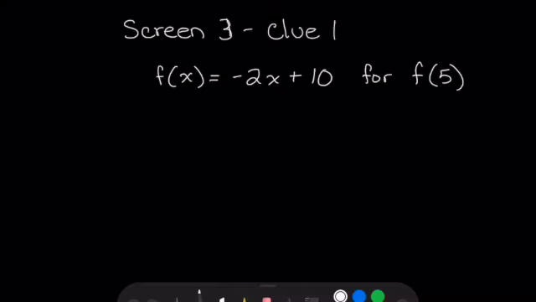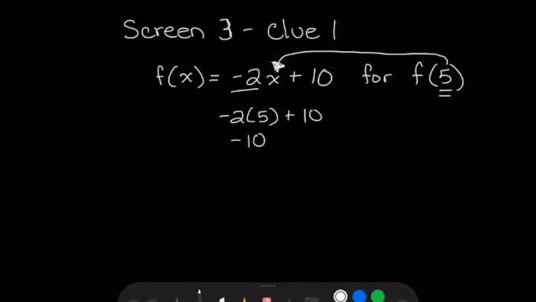So again here, it's f of 5. I'm going to take that 5, substitute it in for that x. Be careful to notice that that is negative. So we would do negative 2 times 5 plus 10. So negative 10, because negative 2 times 5 is negative 10, plus 10 would give me 0. So now take a second and go back and do screen 3.